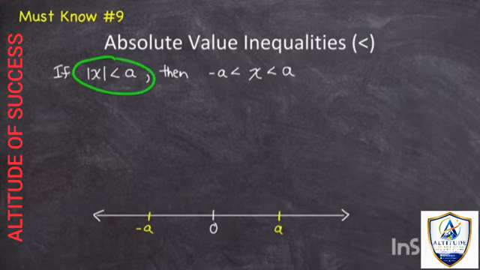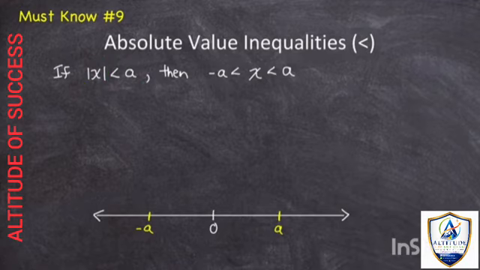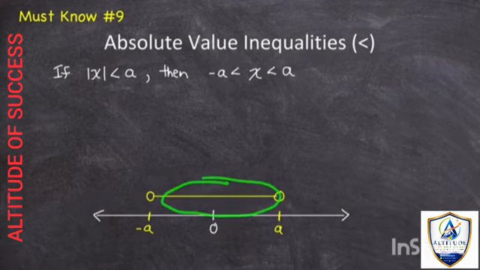What this inequality says is that we want the range of x values whose distance from 0, its absolute value, is less than a. Well, if here's a, any x value between negative a and positive a, so any number anywhere on that interval, is going to have a distance from 0 that is less than a. So let's do an example and try this out.